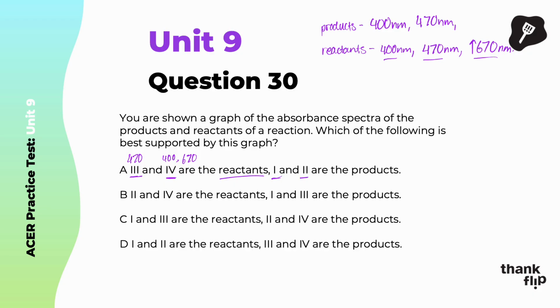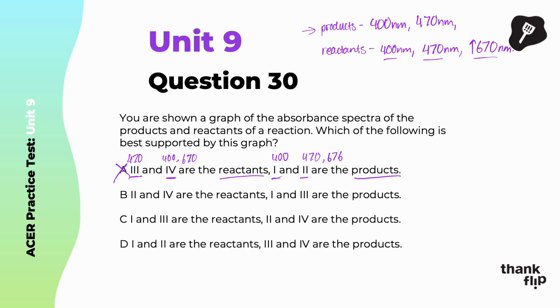And so with 1, we have a peak at 400. And for 2, we have a peak at 470 and another peak at 670 nanometers. And this doesn't actually go with what we have here with our products, because with the actual spectrum that we're given, there's only a peak at 400 and 470 for the products. So we can eliminate this option.